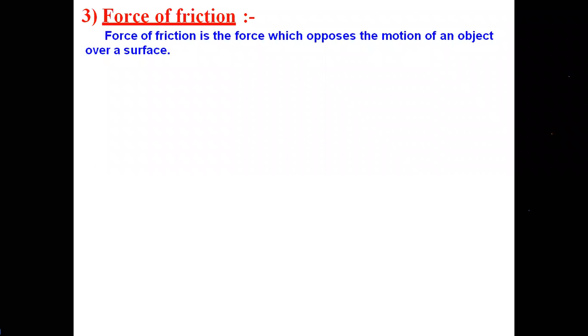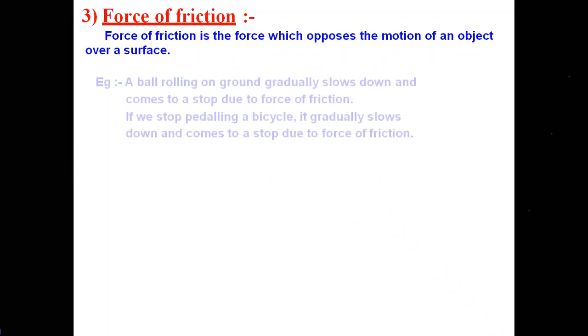Now one more example. A person pedaling a bicycle. If you stop pedaling, the bicycle will move to a certain distance. As the bicycle proceeds forward, the speed is reduced, and after some time it becomes rest. That means the bicycle stops because of the friction offered between the earth and the tires of the bicycle. So this is an example.